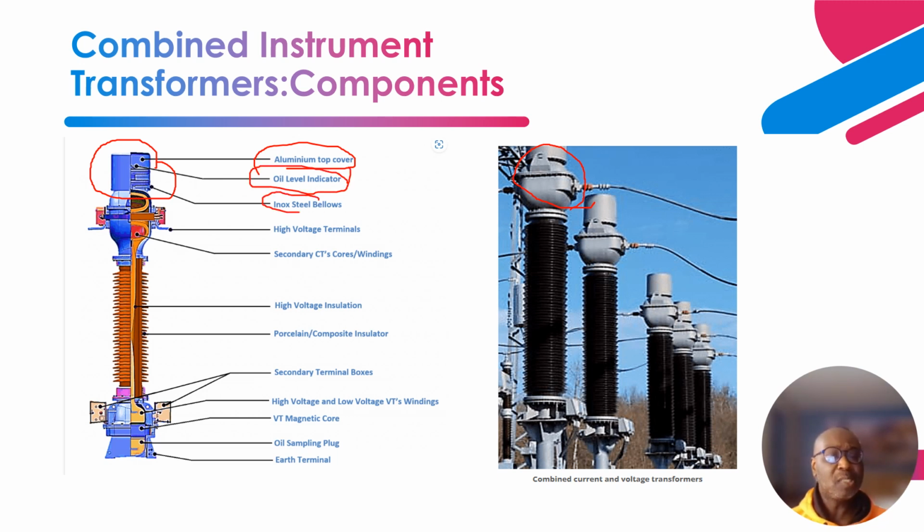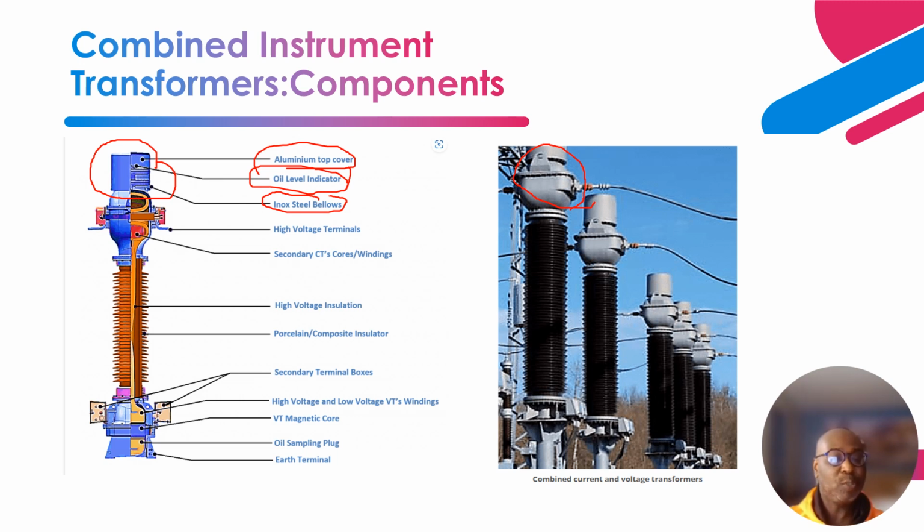Then you also have steel bellows inside. Those bellows help you accommodate the expansion of the oil inside. During hot weather, the oil inside expands, so there should be a way to accommodate that expansion. That is when you use those bellows. On the other hand, during winter time, the oil contracts, so the bellows should be able to contract to accommodate the contraction of the oil.